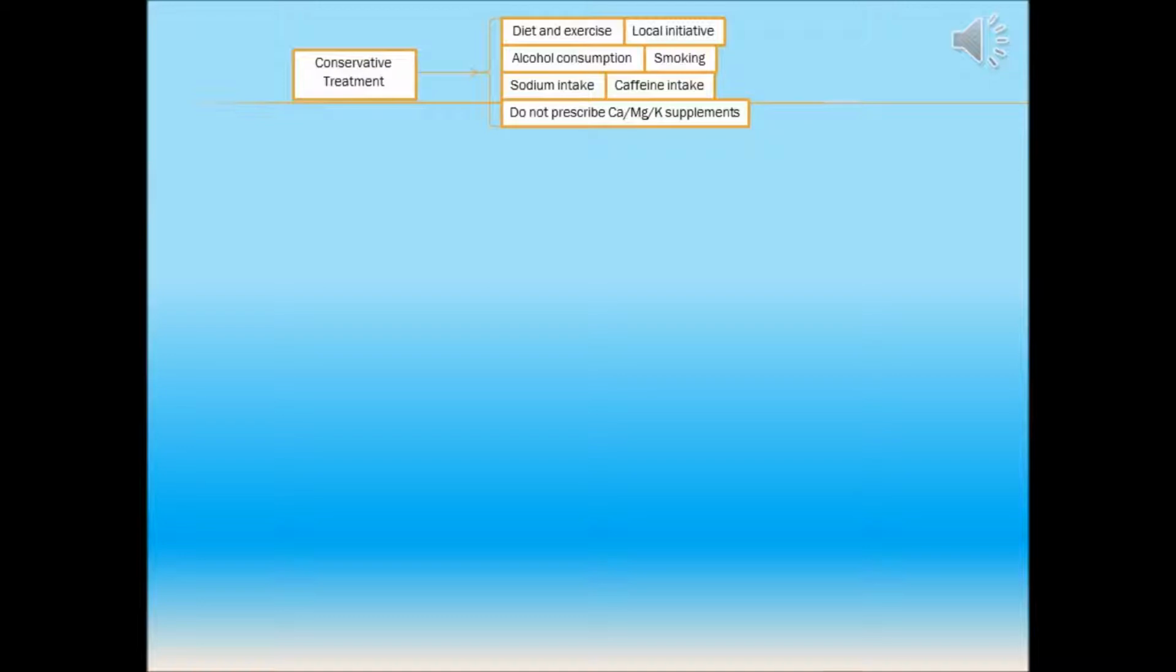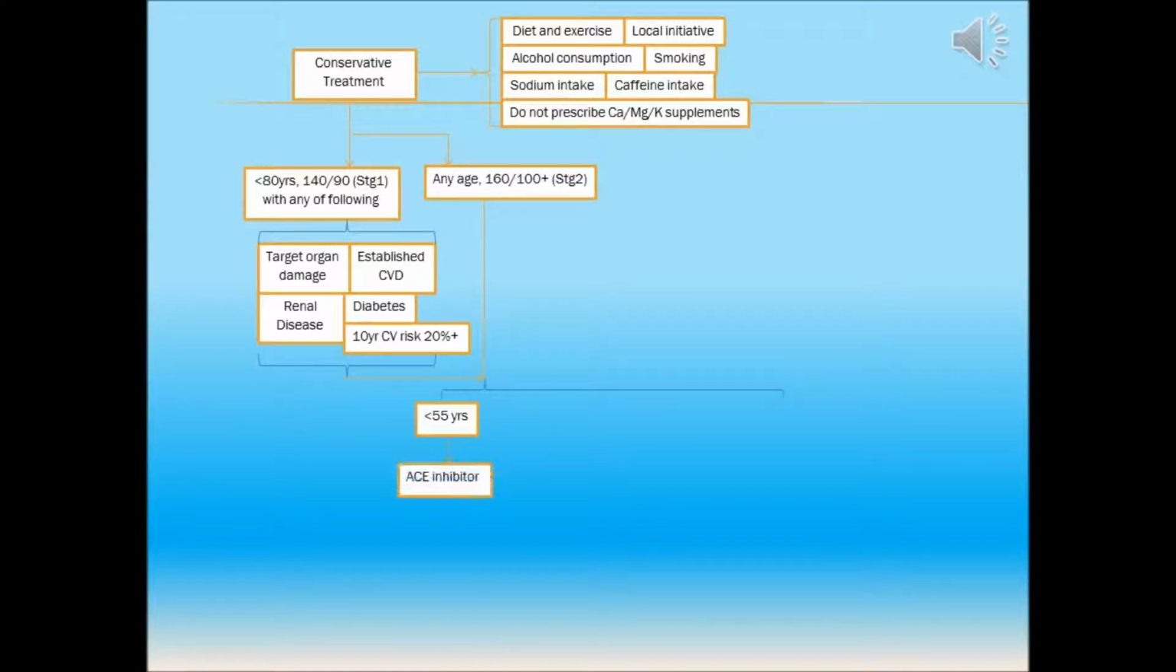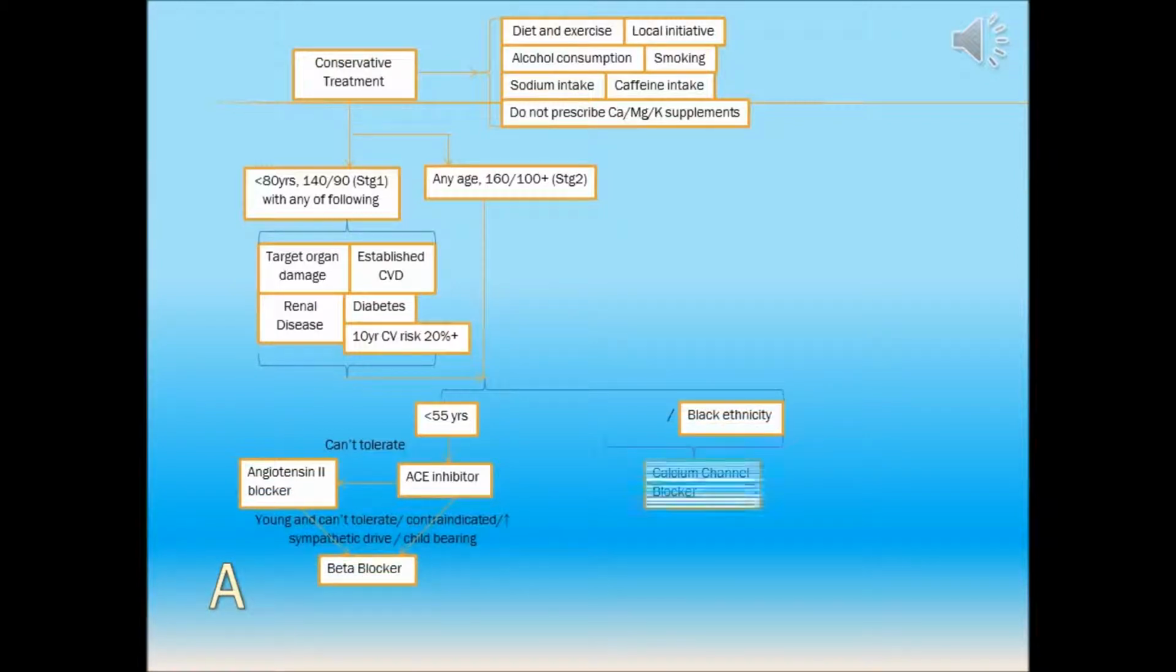As mentioned before, if an individual under the age of 80 has stage 1 hypertension, they receive treatment just as someone with stage 2 hypertension would with any of the following: target organ damage, established cardiovascular disease, renal disease, diabetes, or a 10-year risk of a cardiovascular event of greater than 20%. Whether the patient takes the route shown as A, containing ACE inhibitors or angiotensin II receptor blockers, or the C and D route containing calcium channel blockers or thiazide diuretics, is dependent on renin dependency.